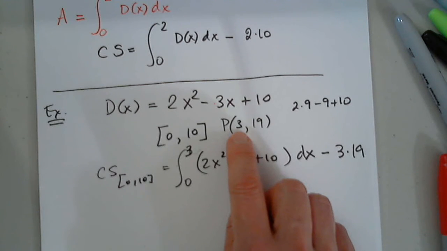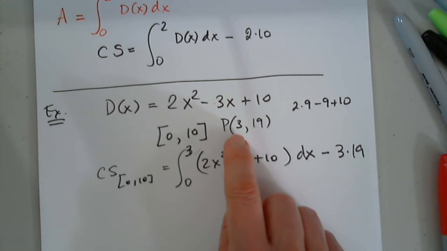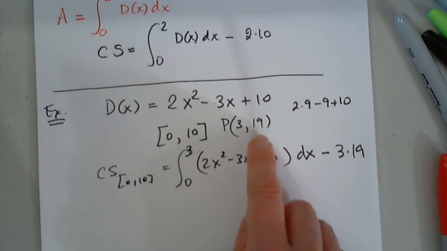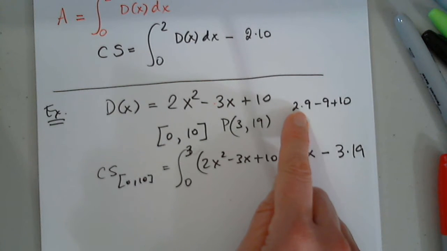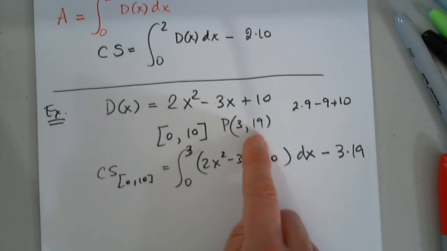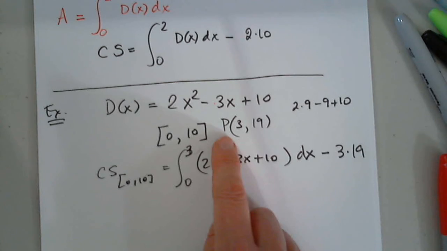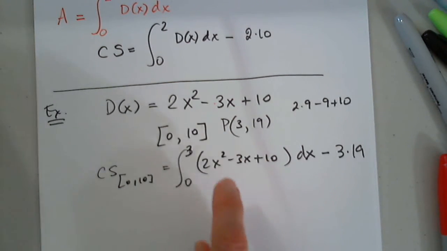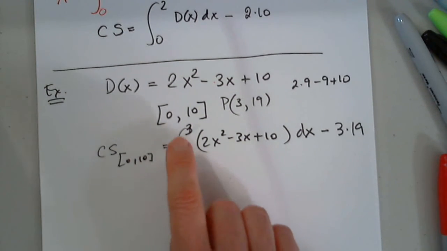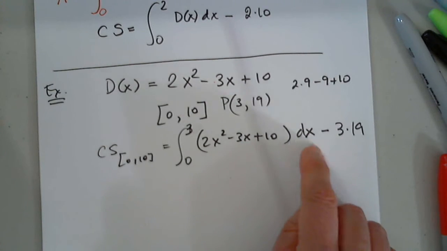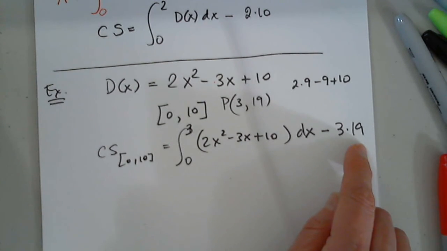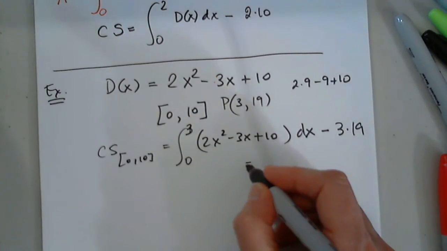So I cannot just pick 3 and another number. I have to pick x, plug it in, and I get 19. So 18 minus 9 is 9, 9 plus 10 is 19. So when x is 3, d of x is 19. So the integral from 0 to 3 of 2x squared minus 3x plus 10 dx minus 3 times 19. From this point on, we know how to solve.